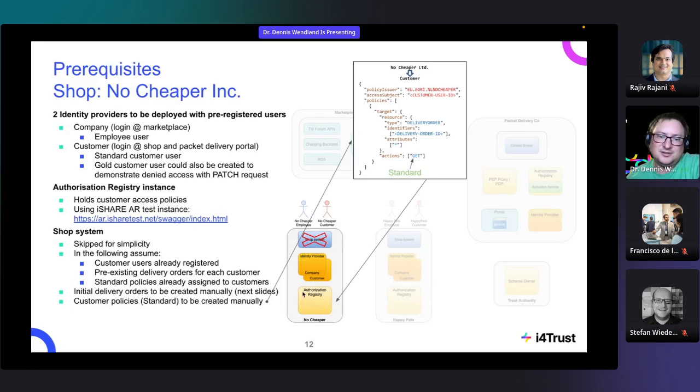Similar for No Cheaper, there we say, okay, this will be an organization that will acquire the standard offering, only allowing read access. So they will create access policies in their own authorization registry, delegating only these policies with GET access rights to their users for also accessing entities of type delivery order at this packet delivery company service.